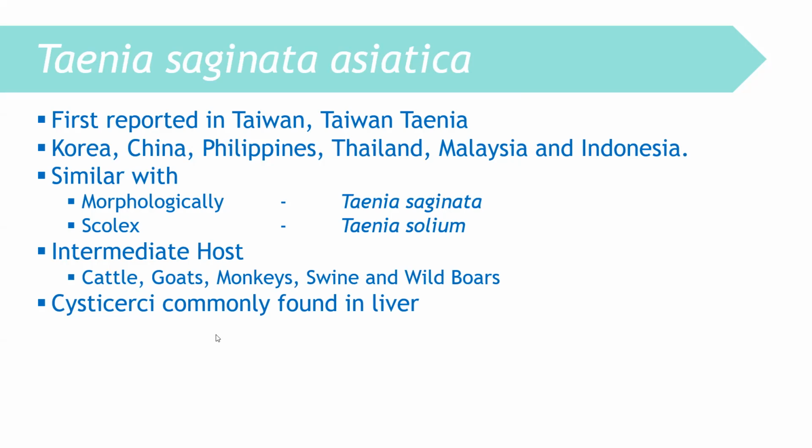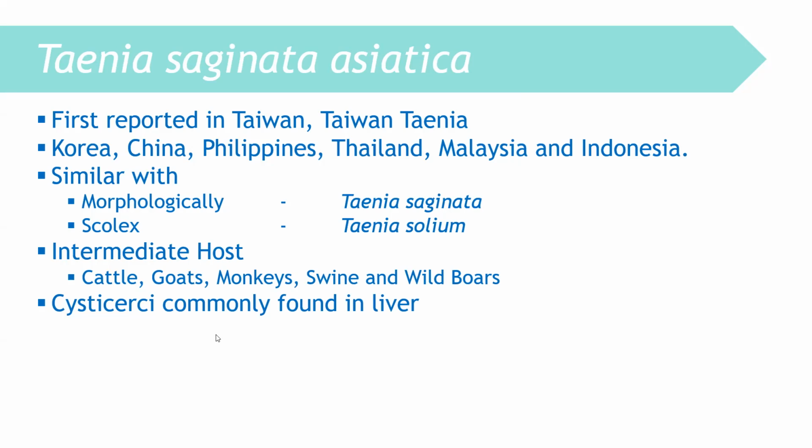Morphologically similar to Taenia saginata, but the scolex is almost similar to Taenia solium. Thus, since it is similar to Taenia solium, there is also the presence of a rostellum. Now, in terms of intermediate host, it includes cattle, goats, monkeys, swine, and wild boars.